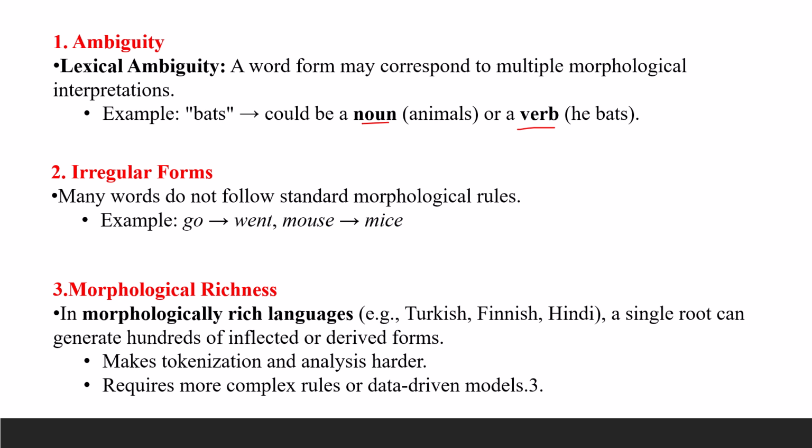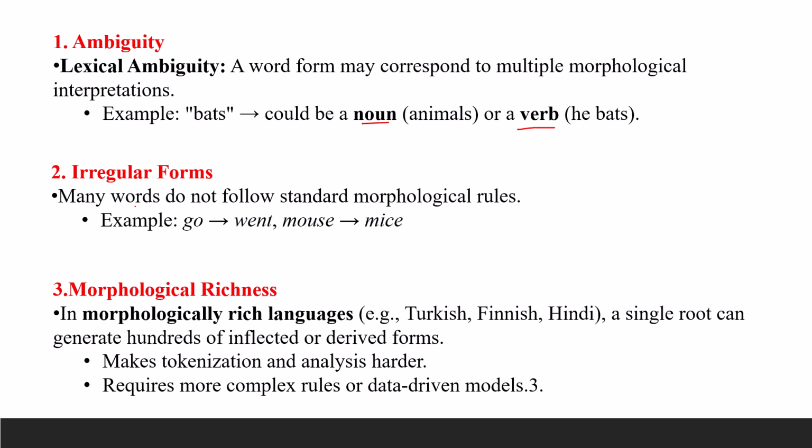Coming to the second one, irregular forms. There are some words that do not follow the standard grammar rules. Generally, some words do not follow the grammar rule. For example, go becomes went, and mouse becomes mice. These break the pattern and require special handling, because these are two different forms, right? Go, went, and mouse, mice.